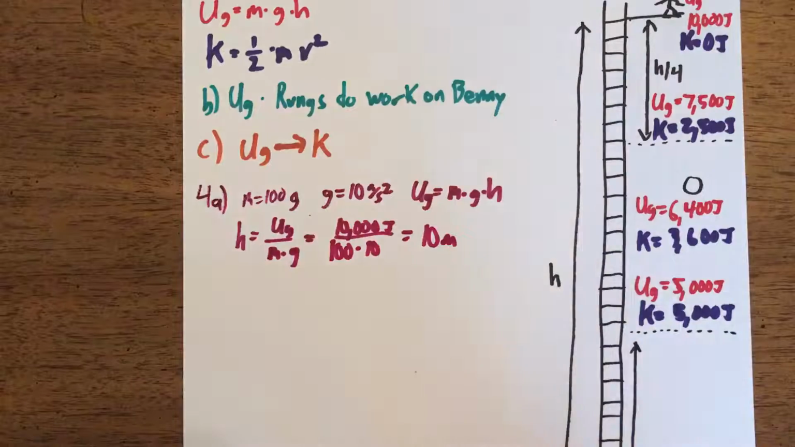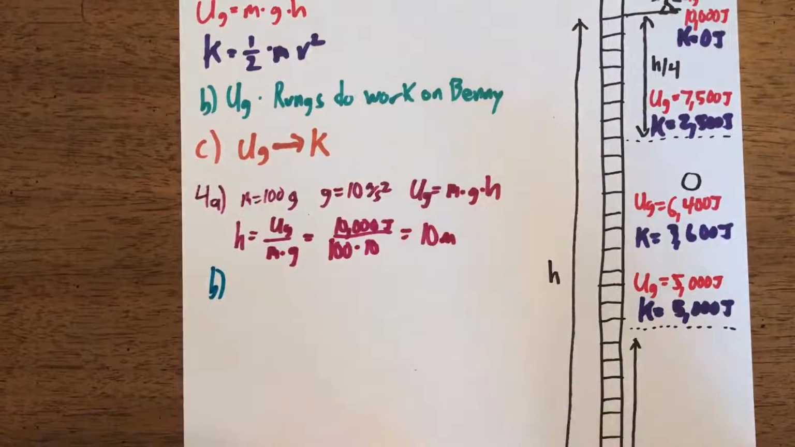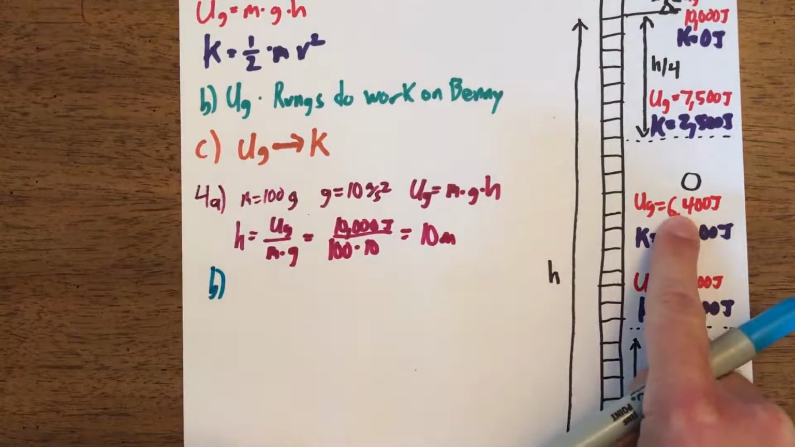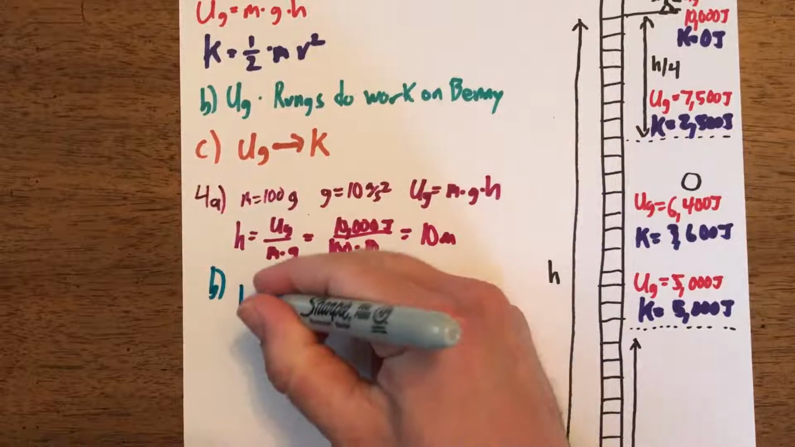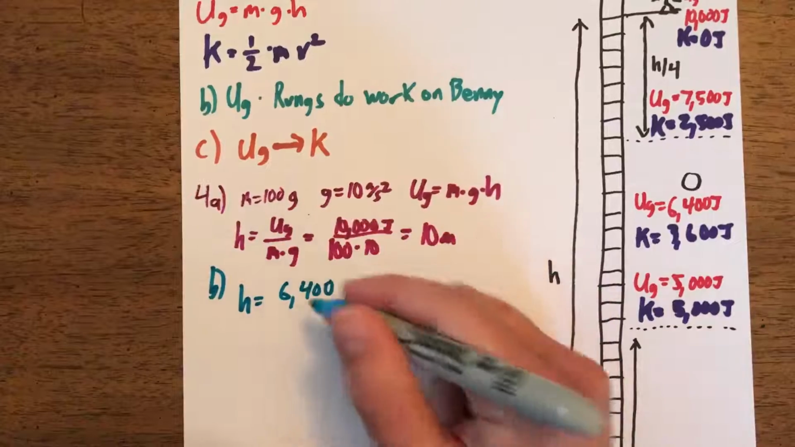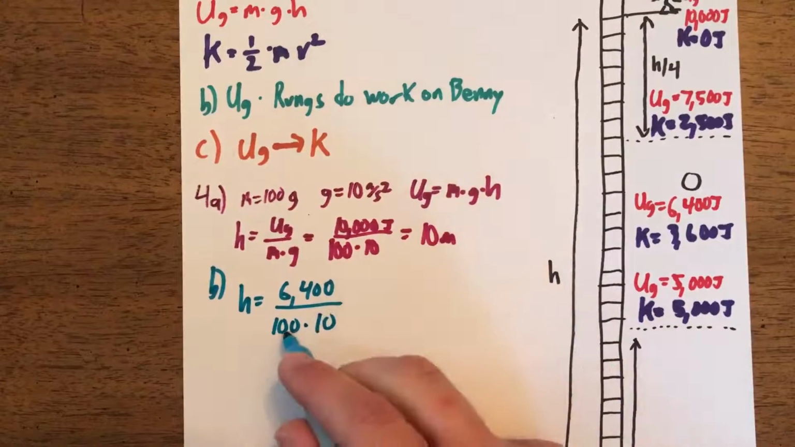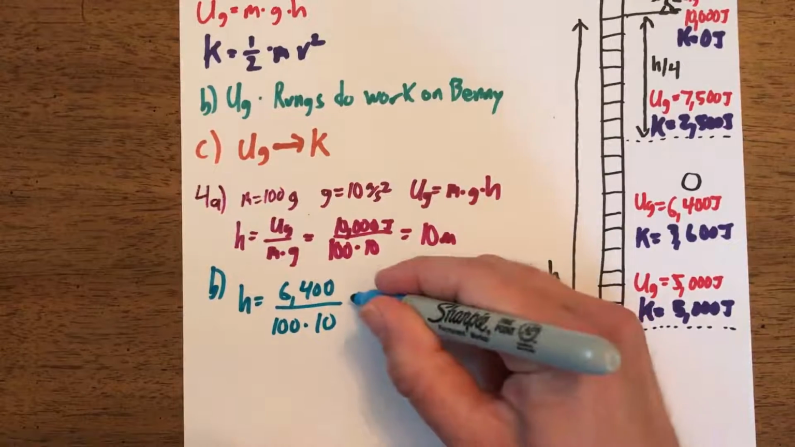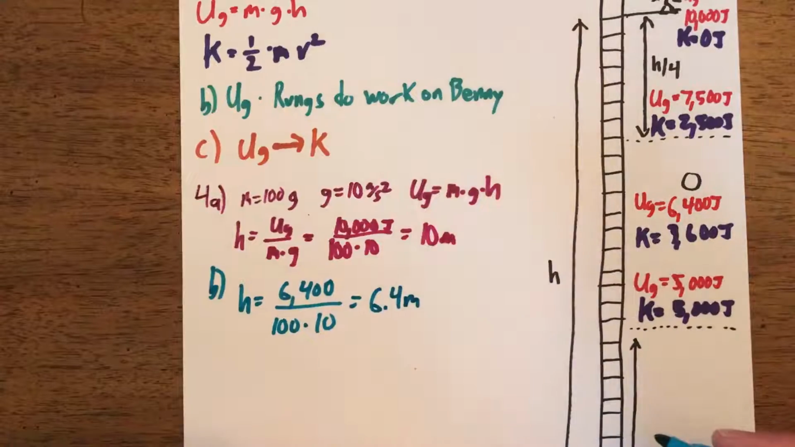Then they say for the next part, well, what is the height of the circle? So that is for 4B, and if you see over here, the circle, we can do the exact same thing, but our gravitational potential energy is 6,400. So the height will equal our gravitational potential energy divided by 100, that's the mass, and then 10 for gravity. And if we work that out, then we get 6.4 meters for the height of the circle.